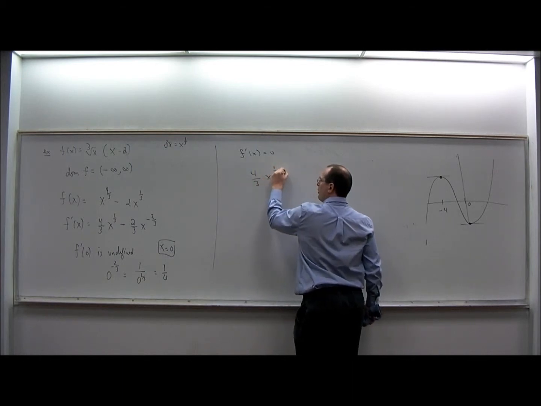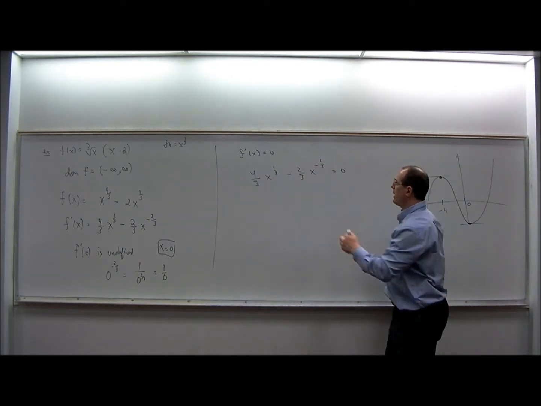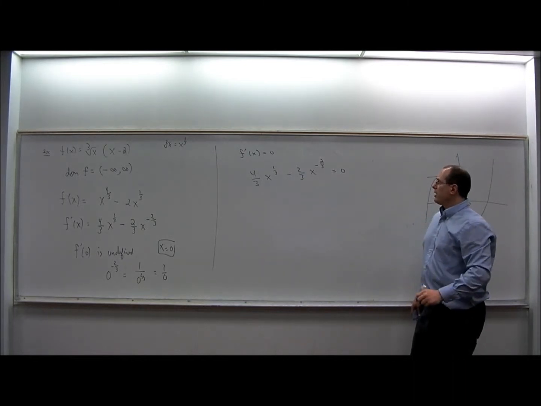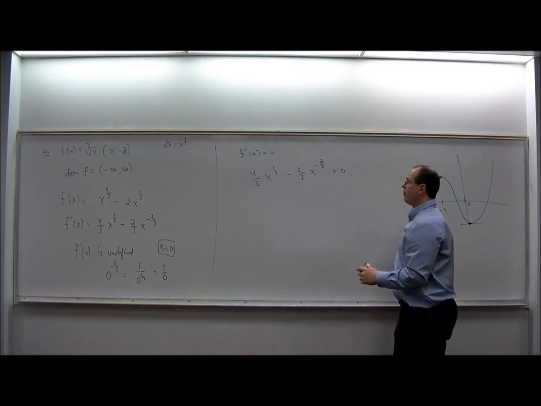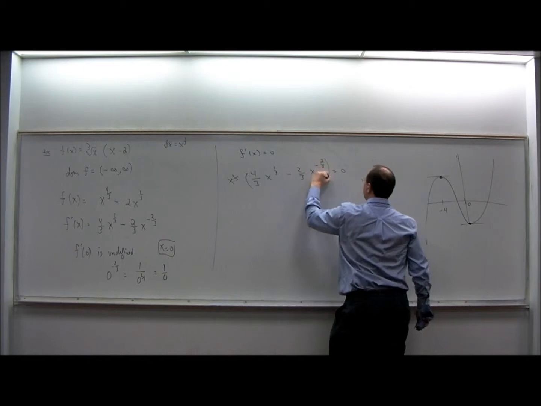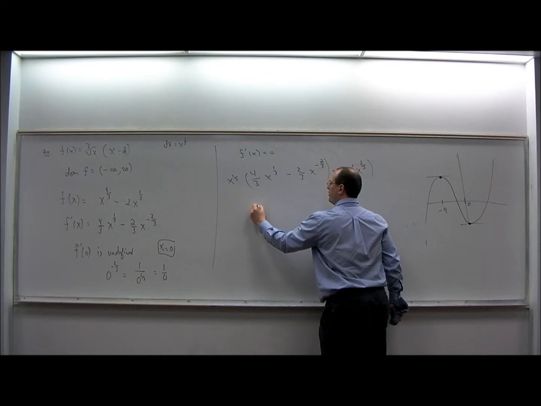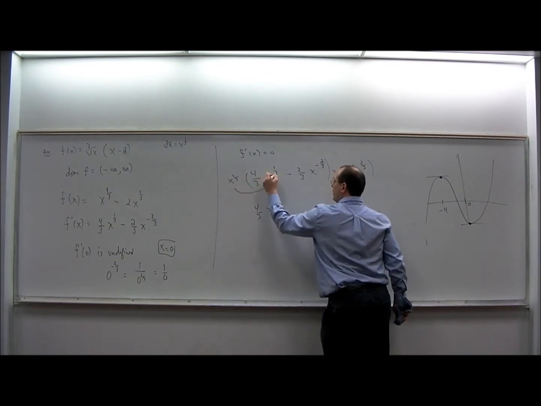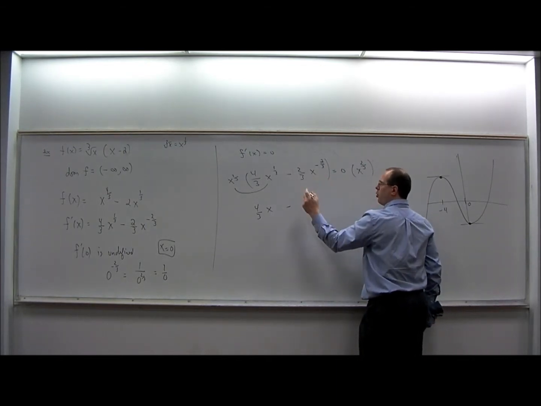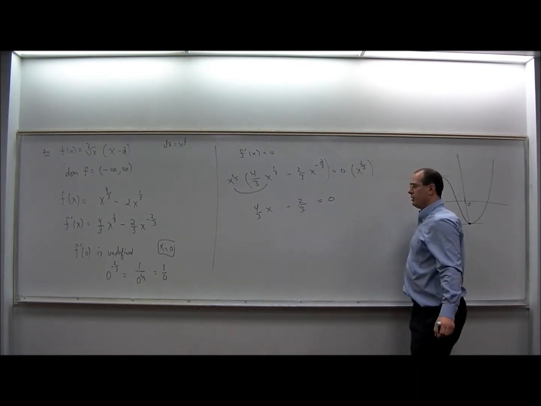4/3 x to the 1/3 minus 2/3 x to the negative 2/3 equals 0. The best way to solve this equation is to multiply both sides through by x to the power 2/3. Then what we get is 4/3 x, distributing here, minus 2/3, since x to the 2/3 times x to the minus 2/3 is 1, and that equals 0.